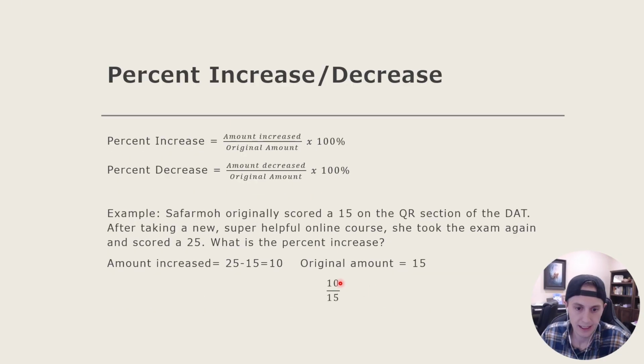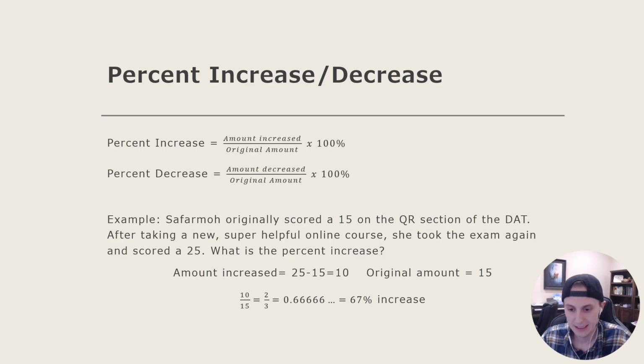Now we take 10, amount increased, divided by 15, the original amount. That gives us 2/3, which is a percent you should have memorized from my previous slide, 0.66666 forever, or 0.67, which is a 67% increase.